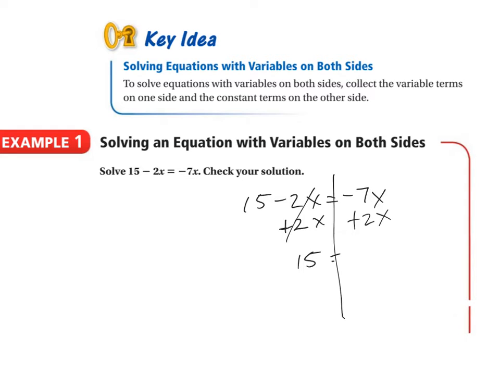We have 15 is equal to, well, negative 7 plus 2 is negative 5x, and negative 5x means negative 5 times x. So the inverse operation of multiplication is division. I'm going to divide both sides by negative 5, and negative 5 over negative 5 gives us 1, which is what we want. We want to make 1x, and we end up with 15 divided by 5 is 3. One negative means it's negative 3.